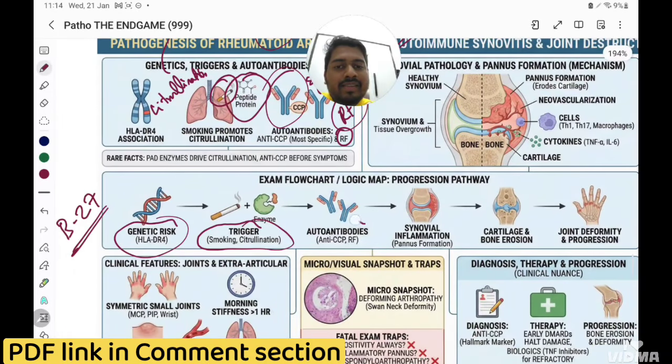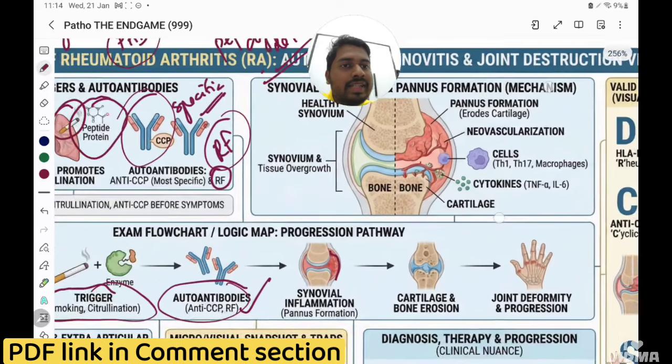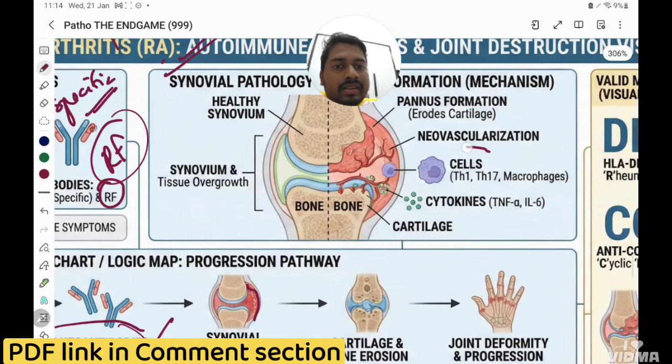Now, once autoantibodies, anti-CCP and RF, are formed, these antibodies will cross-react with the synovium. What is synovium? It is a layer surrounding the articular cartilage. Once this happens, the inflammation process starts. Th1 and Th17 are activated, as we had seen in the last image, and this causes activation of the cytokines TNF alpha and IL-6. I'll tell you why this is important.